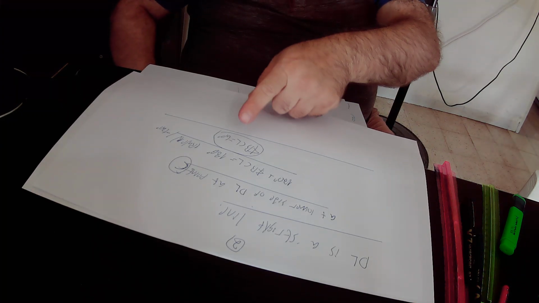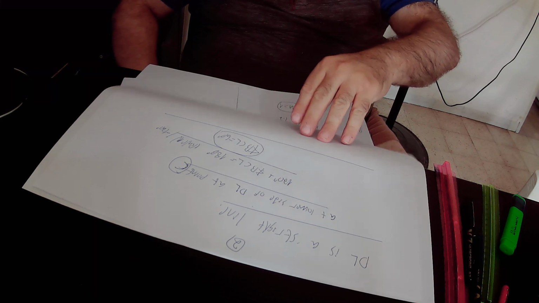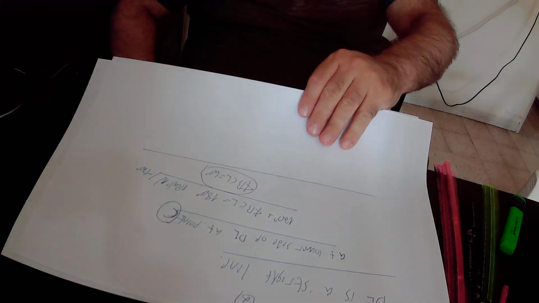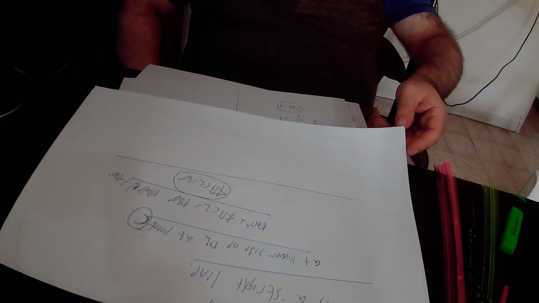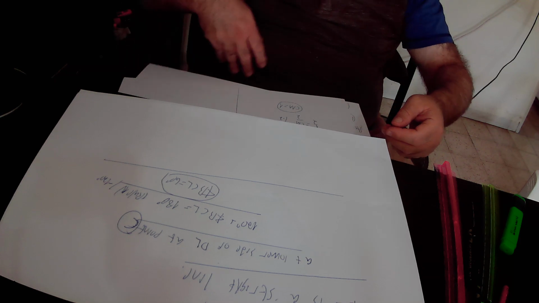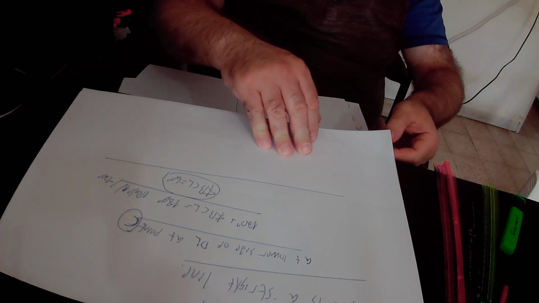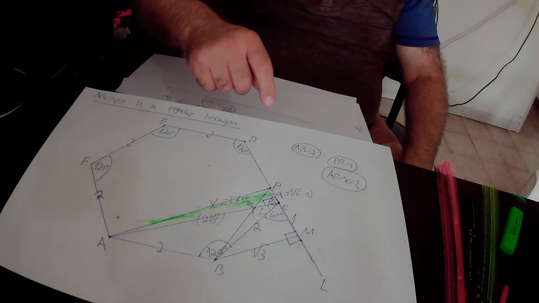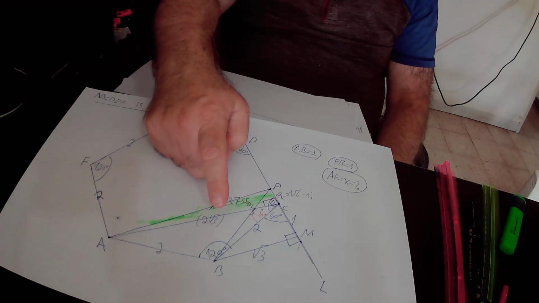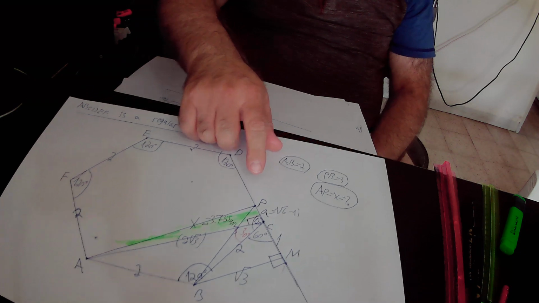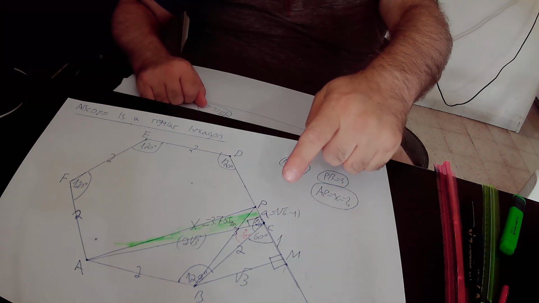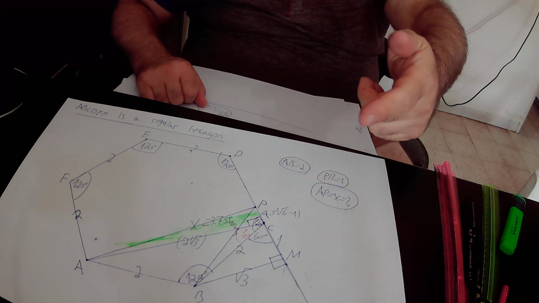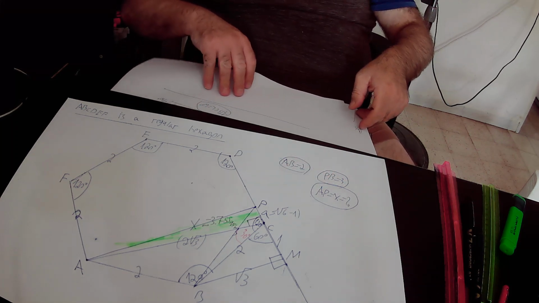At the lower side of the straight line DL at point C, the sum of the angles must be equal to 180 degrees. So we have this angle that is equal to 120 degrees plus the missing angle BCM. In total they must be equal to 180 degrees according to rule number 1.